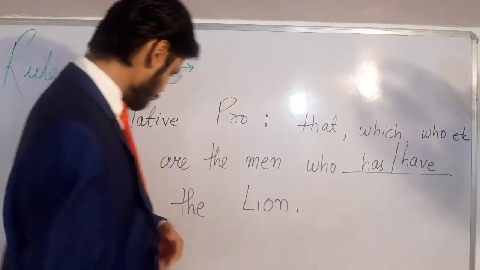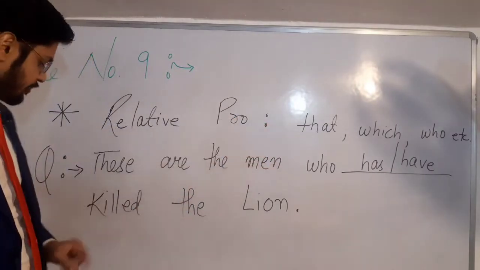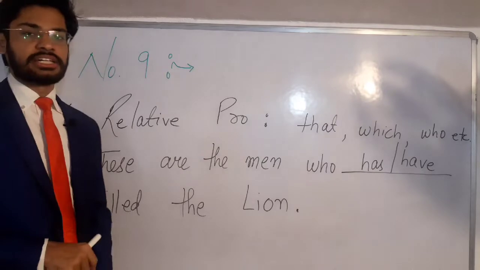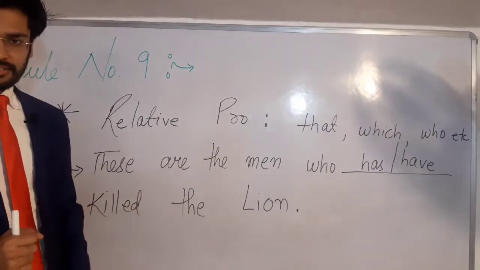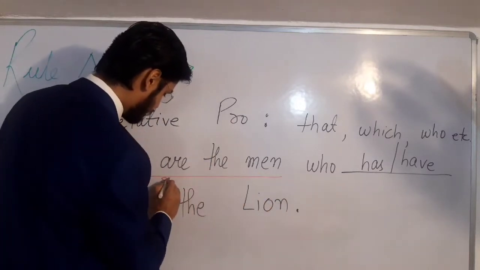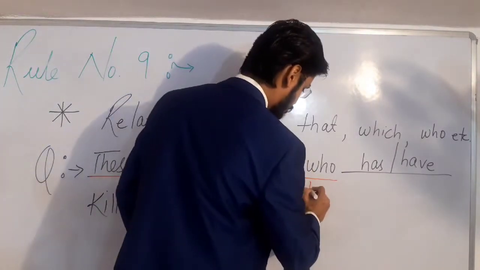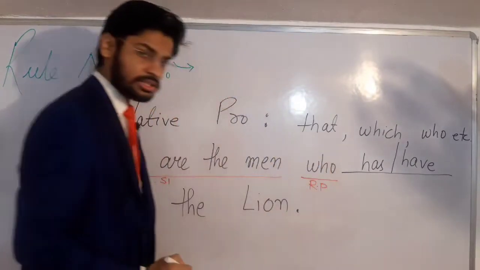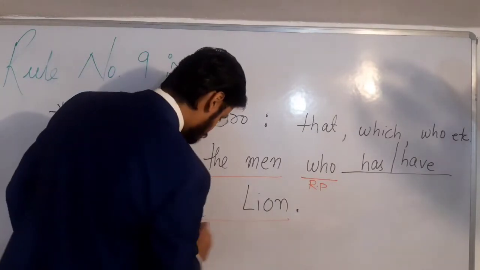See, we have a question here, students. These are the men who has or have killed the lion. यही वो लोग हैं जिन्होंने शेर की हत्या की. So now, as you all can see here, we have sentence 1. This is sentence 1, which is joined by a relative pronoun who. Who is what? That's a relative pronoun here. And this is sentence 2.